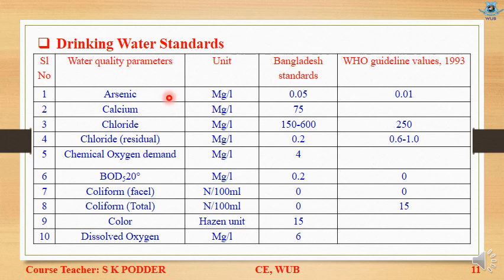So you can easily understand it, that is for arsenic, and the unit is milligram per liter. The standard is 0.05, and for gold standard 0.01. So you can easily understand it. Let's see the next slide.